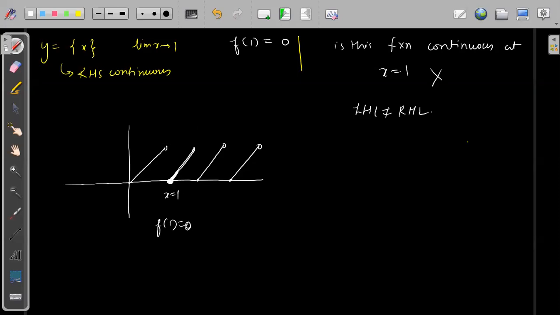But on the left hand side, there is a gap here. Suppose I am trying to draw the right hand side. There is a point for x equals 1, so this is 1 comma 0, which is 1 comma f of 1. From here, on the right hand side, yeah, I can draw it here.